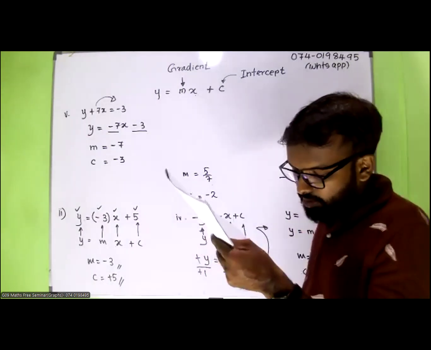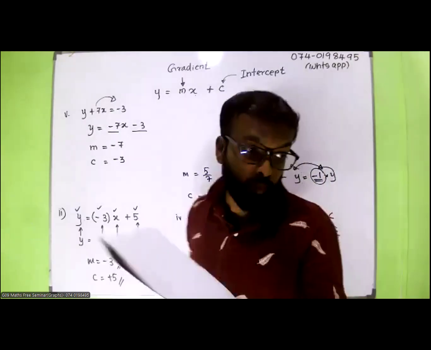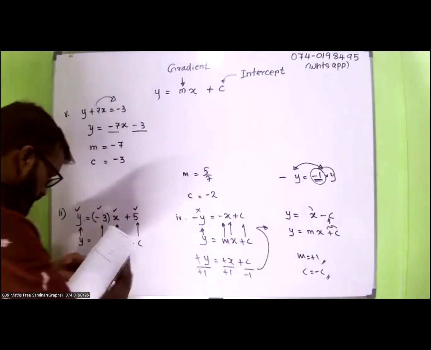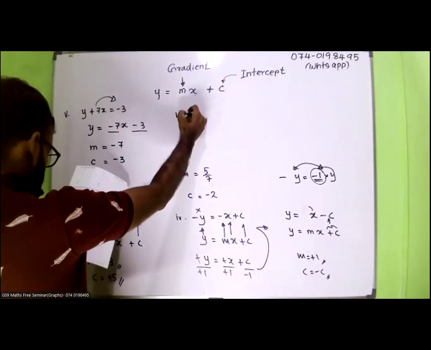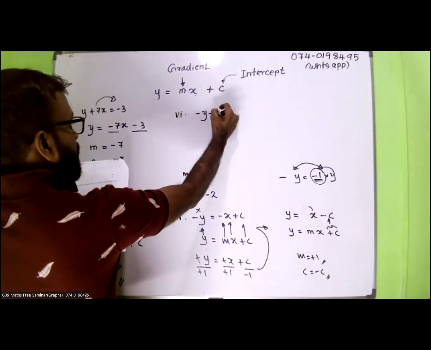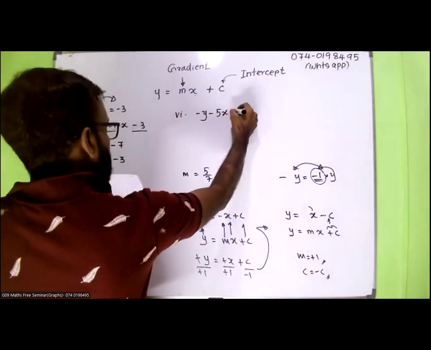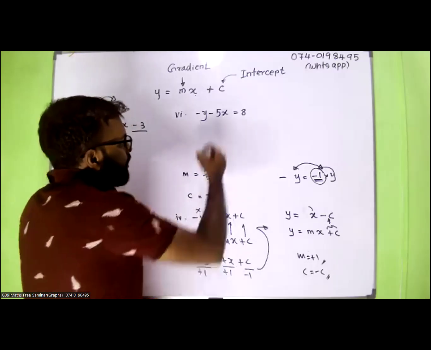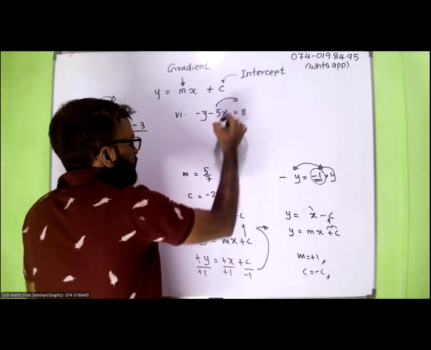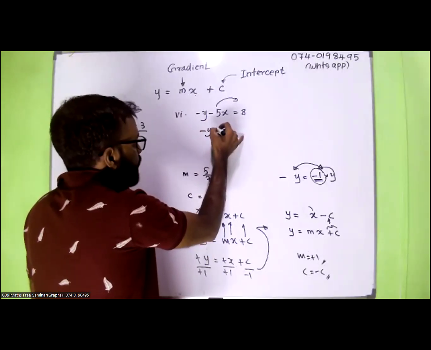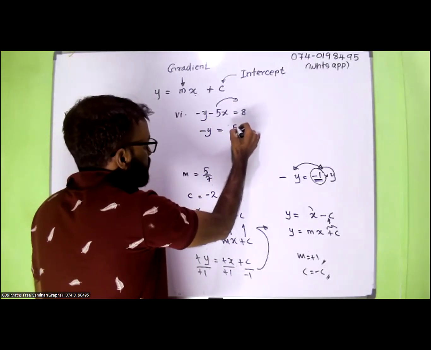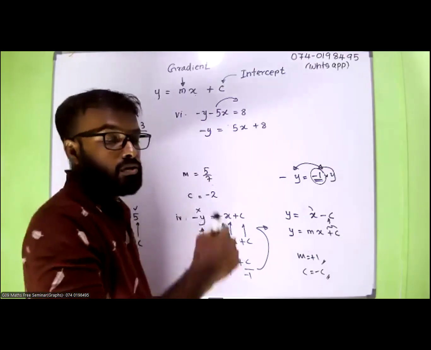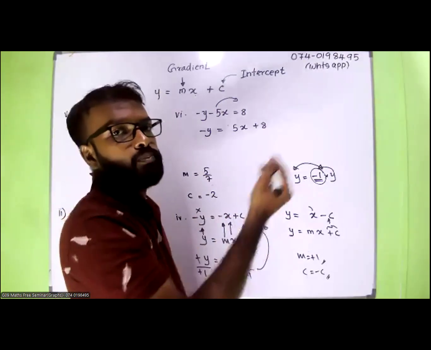So next one, sixth. I hope you guys have done, right? So sixth one, I will do. Same as the previous. So minus 5x, take it to the other side. So that you will have minus y equals positive 5x plus 8. But this is still not in the form of y equals mx plus c.